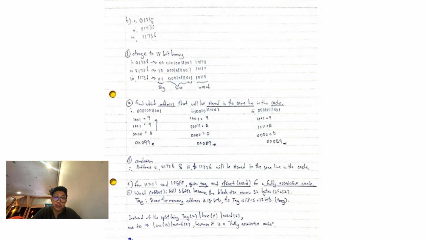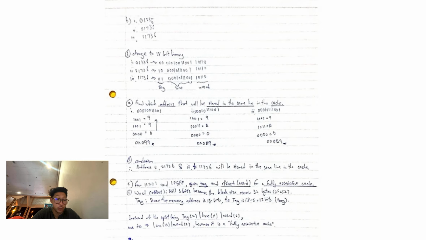Right now, let's jump into question 1B. There were 3 addresses given: 01336, the second one 21736, and the third one 11736. First step, we should change all 3 addresses to 18-bit binary. As you can see, the first two bits are the tag, the middle 11 bits are the line, and the last 5 are the word. Second step is to find which addresses will be stored in the same line in the cache.